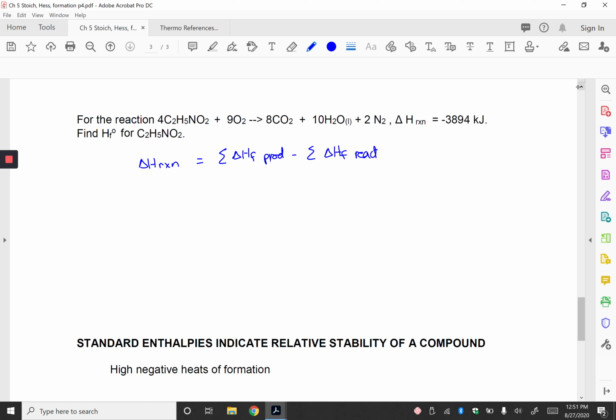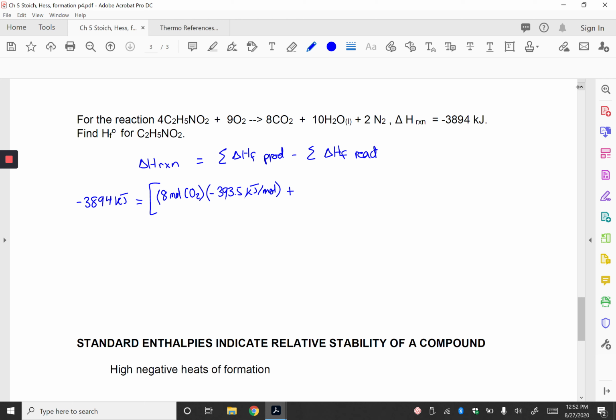So we have this number. It is negative 3,894 kilojoules. Okay, that is equal to, we're going to start with our products. Let's see, 8 moles of CO2. Value for CO2, negative 393.5 kilojoules per mole.